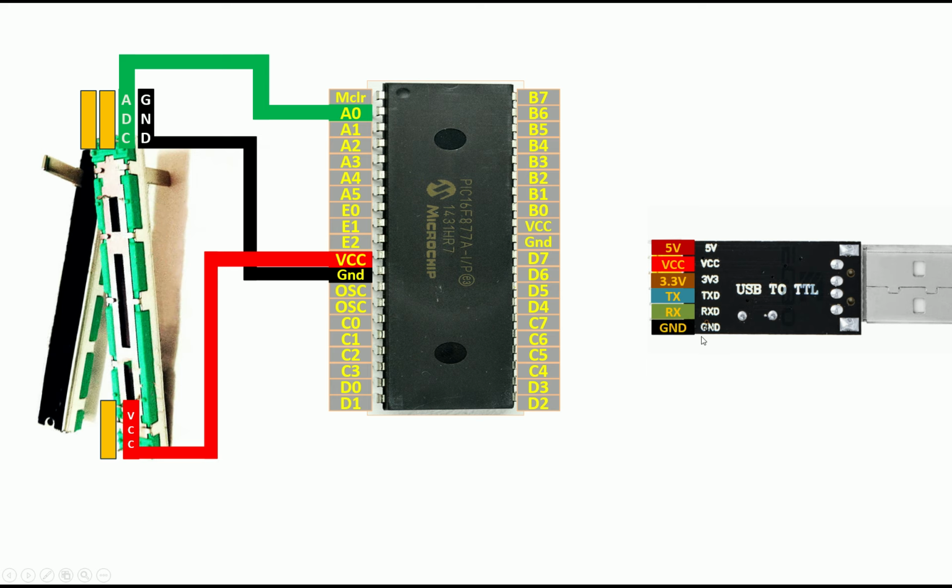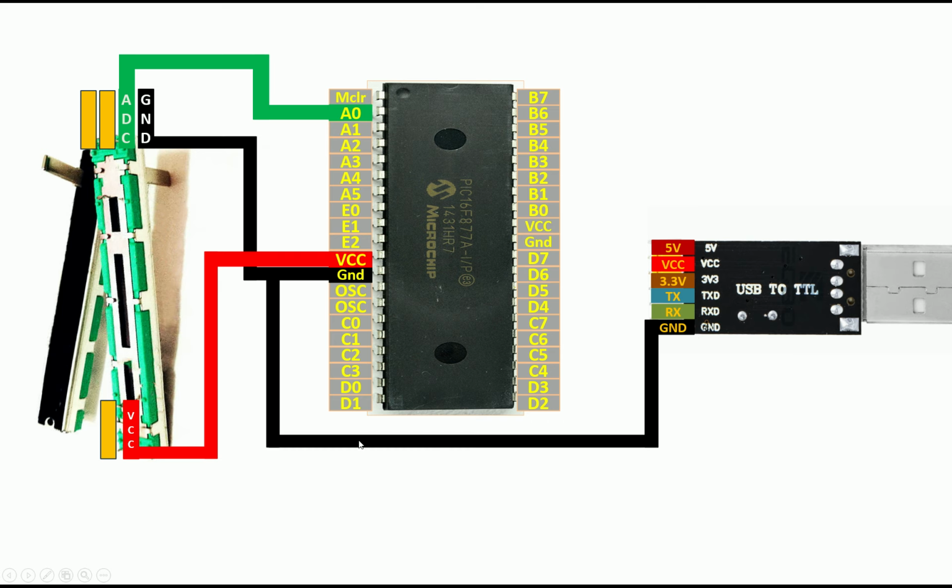So I connect the ground pin directly to the ground of the PIC like this. And the RX pin is connected to the TX pin of the PIC, and the TX pin of the PIC's UART port is pin number C6 or pin number 25. And the TX pin of the USB to TTL device is connected to the RX pin of the PIC, that is pin number 26 like this. In this way, our USB to TTL device is connected, and our potentiometer is connected.